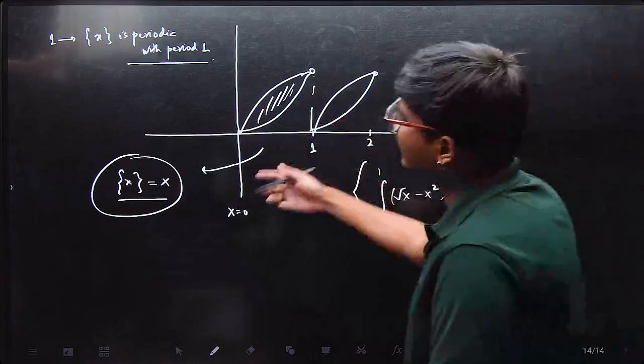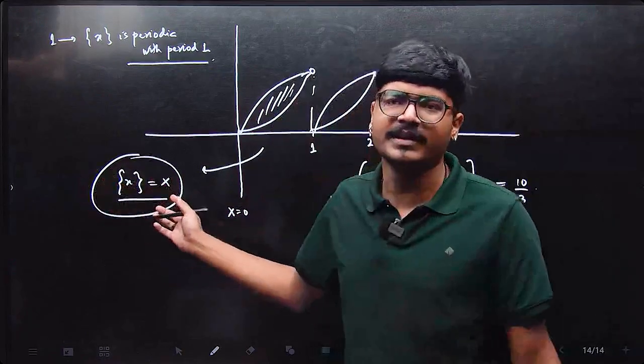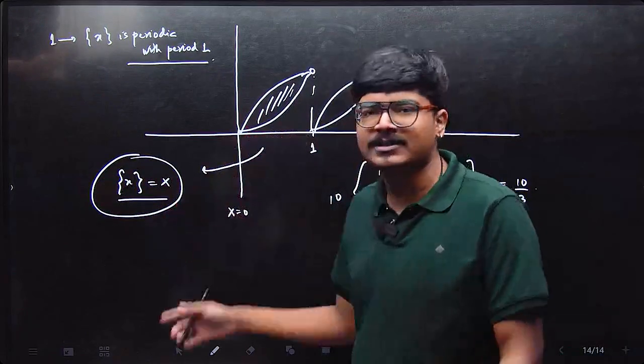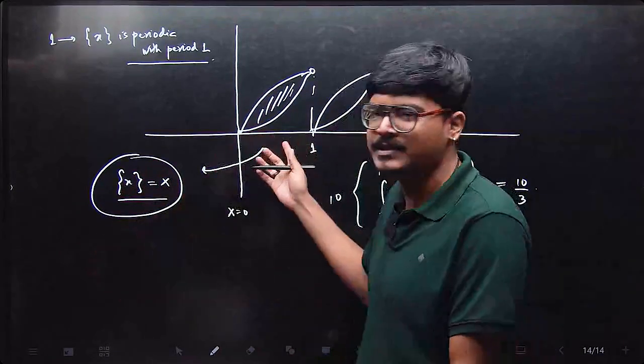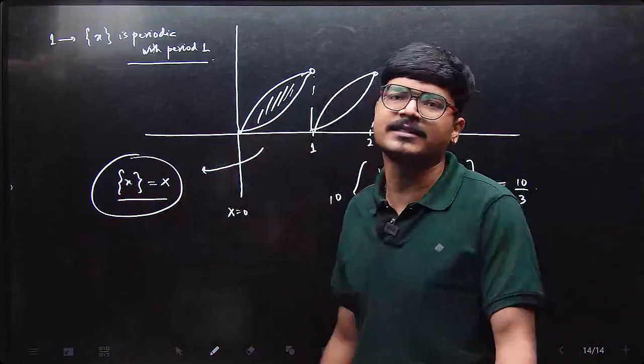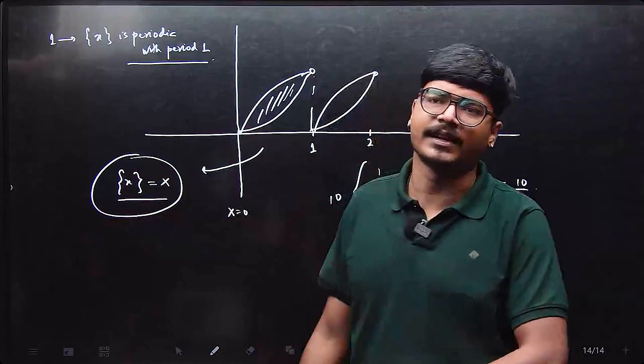Because over here, what do we know? Fractional part plus GIF is equal to x, right? GIF between 0 and 1 is what? It's 0. So fractional part will just be equal to x. That's it. These are all fractions themselves. And we know for positive fractions, fractional part is equal to the fraction itself, right?